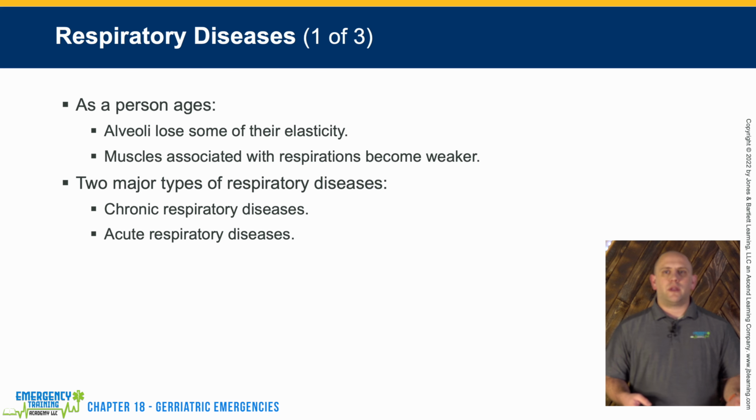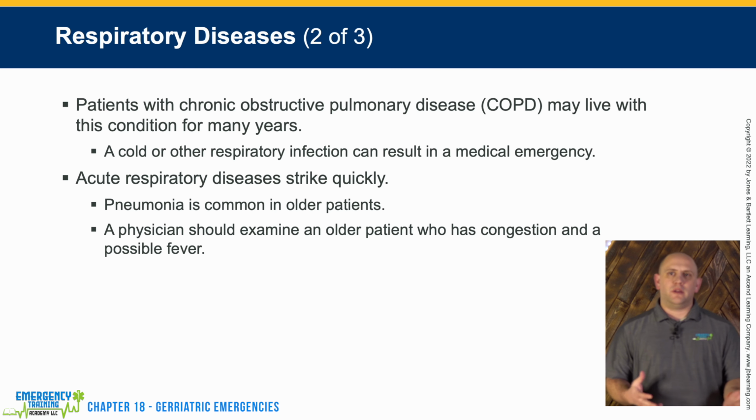They may have chronic respiratory diseases or acute respiratory disease. The difference being chronic has happened over a period of time, and acute is a sudden onset right now. One of the common respiratory diseases that we will see is chronic obstructive pulmonary disease, or COPD. Patients live with this for many years.